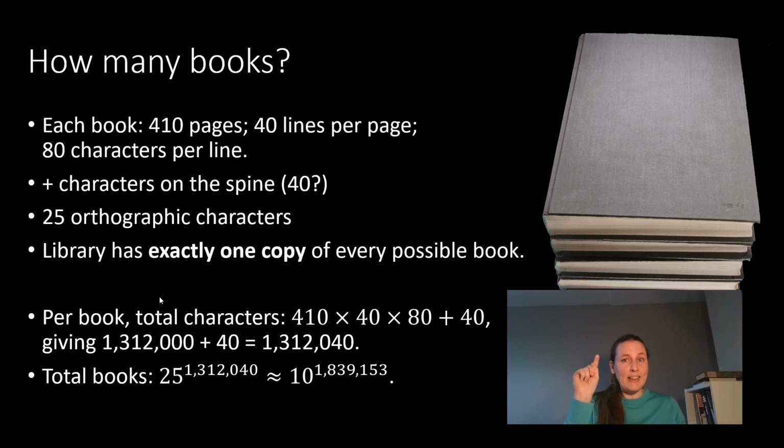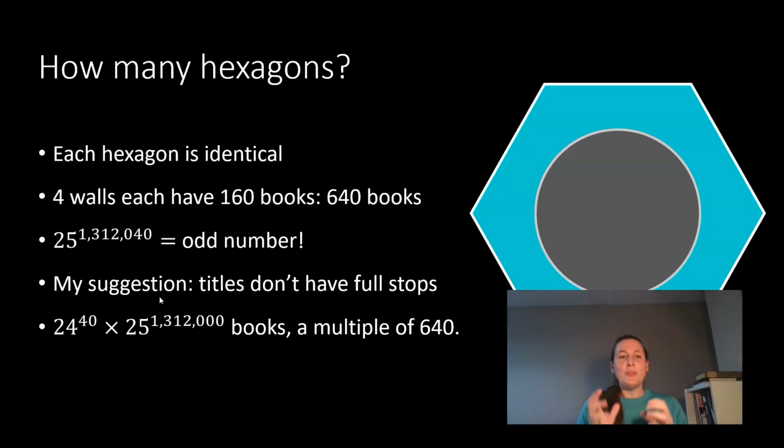Now, question immediately, we are told as well how many books there are in each hexagonal gallery. Does this number, 25 to some huge power, correspond to a whole number of hexagons? Slightly problematically, not unless we tweak things a bit. We are told each hexagon is identical, and that on four walls of any hexagon there are bookshelves, and then the other two walls have no bookshelves. The total is given as 160 books per wall of the four walls, so that gives you 640 books in each hexagonal gallery.